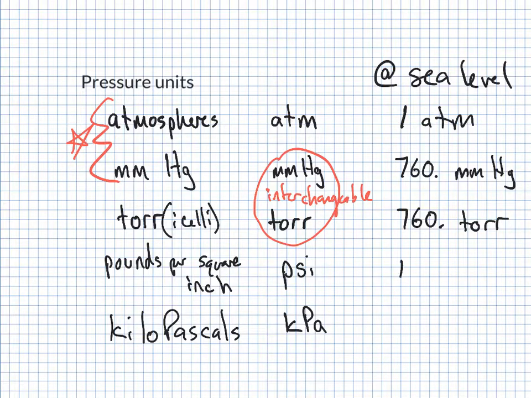PSI: 14.7 psi is standard atmospheric pressure. And for kilopascals, we typically use the value 101.3 kPa, although sometimes you will see number values with different numbers of significant digits there.